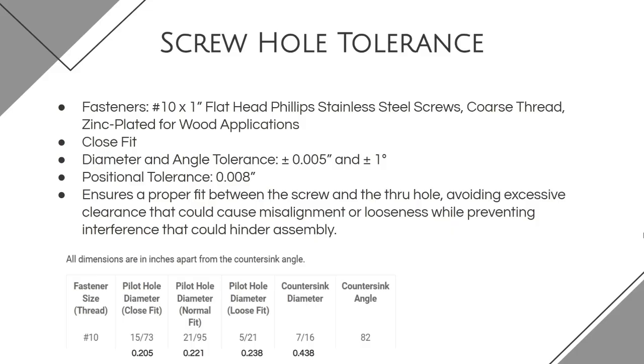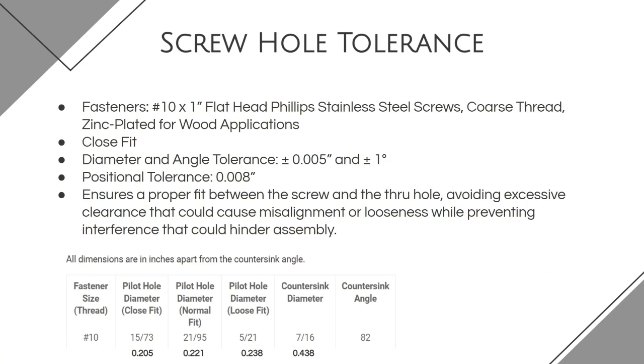Screw hole tolerance. To fasten the hinge to the door or frame, we are using number 10 by 1 inch flathead Phillips stainless steel screws, which are coarse threaded and zinc plated, specifically suited for wood applications. The focus here is on achieving a close fit between the screws and the through holes. The chart gives us the values for the nominal diameter of the through hole and the countersink.